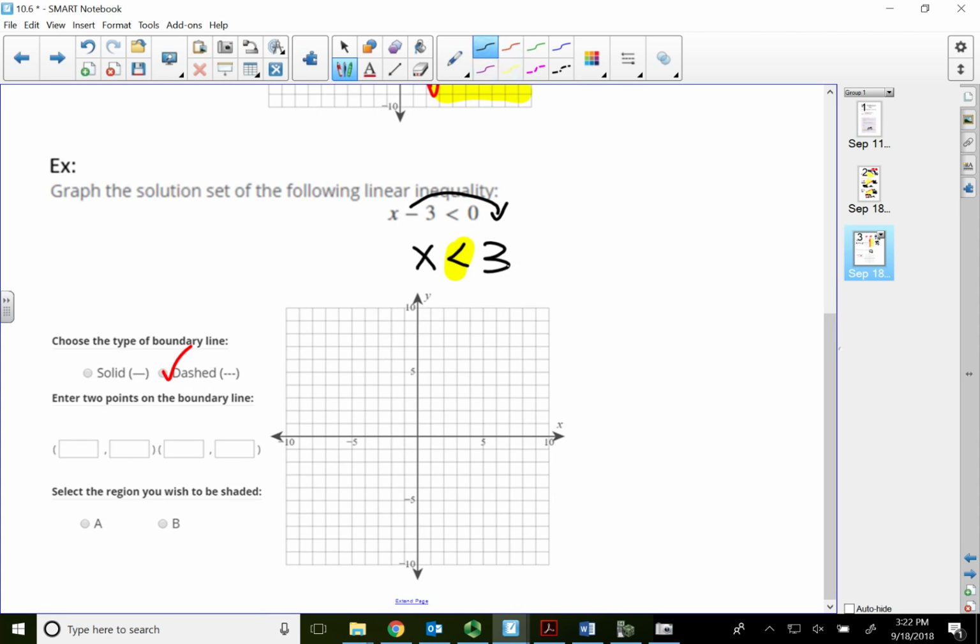So let's get some points, just like the previous one. X value has to be 3. Y value can be whatever you want. To the right 3, up 1. To the right 3, up 4. So this time that will be a dash line.